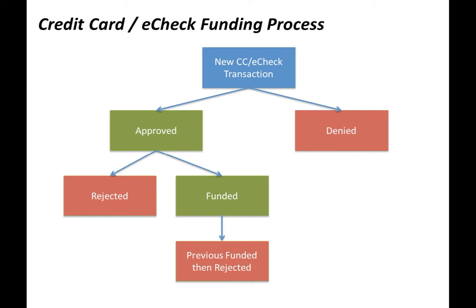If it's funded, meaning we did receive final approval, and we know the money is now going to go into your bank account, it will be marked as a funded transaction, and at that point it will keep the transaction as is, the money will be in your bank account, and the payment will be applied against the customer. But there's one extra thing that can happen, and AlarmBiller now will automatically track that, and that is what's called a previously funded then rejected transaction.